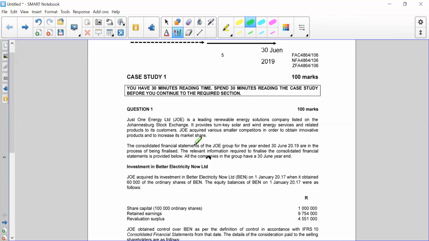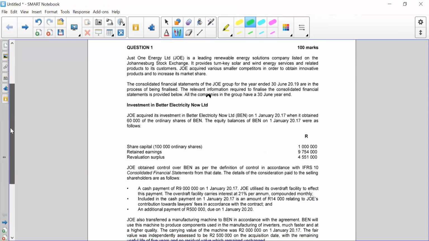Okay, the consolidated financial statements of the Joe Group for the year ended 30th June 2019 are in the process of being finalized. In the information obtained, the relevant information required to analyze the consolidated statements is provided below, and all companies have a 30th of June year end. So that's all just basic introductory information.